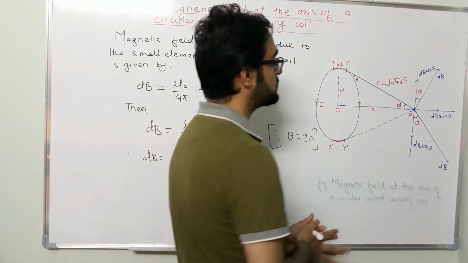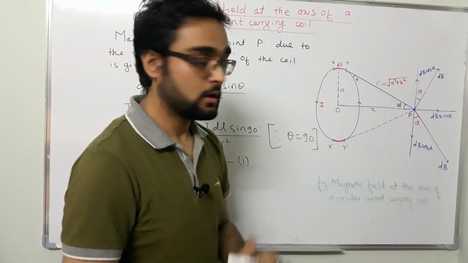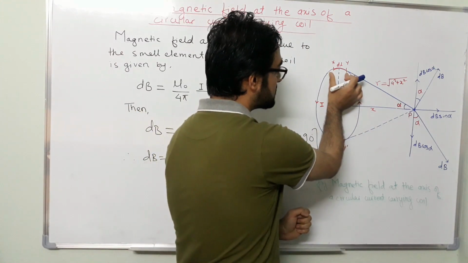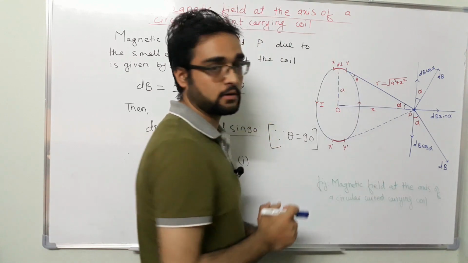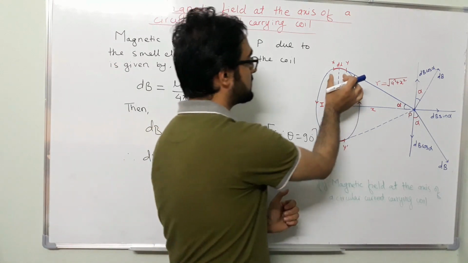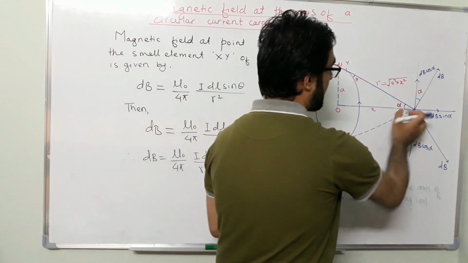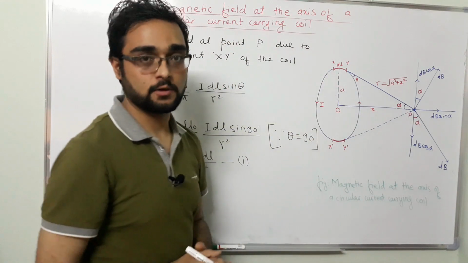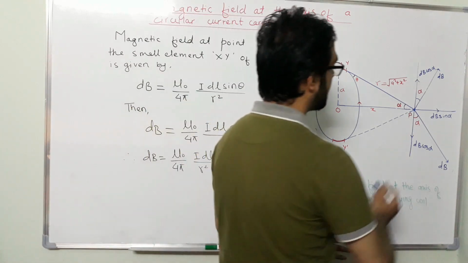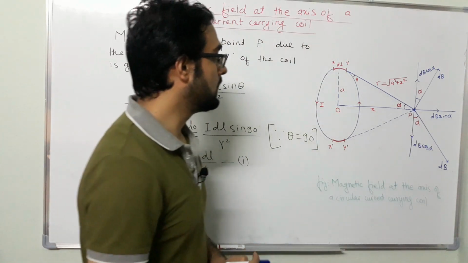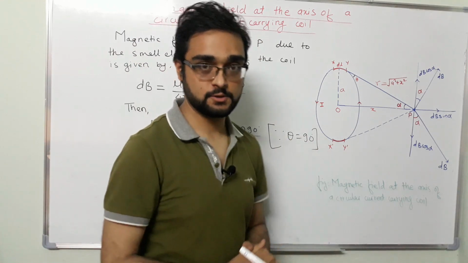In this case, the total magnetic field at point P, which is dB sin alpha, is due to only the small section XY of the conductor, not due to the whole circular conductor. Now we have to find the total magnetic field at point P due to the whole circular conductor. For that, we have to integrate the magnetic field at point P along the length of the conductor, that is, along the circumference of this coil.